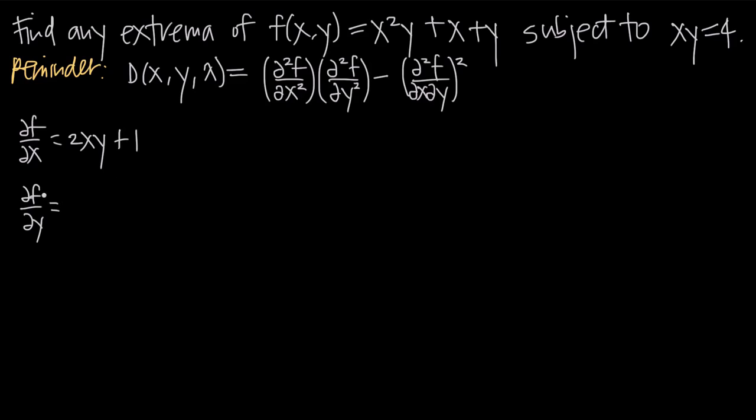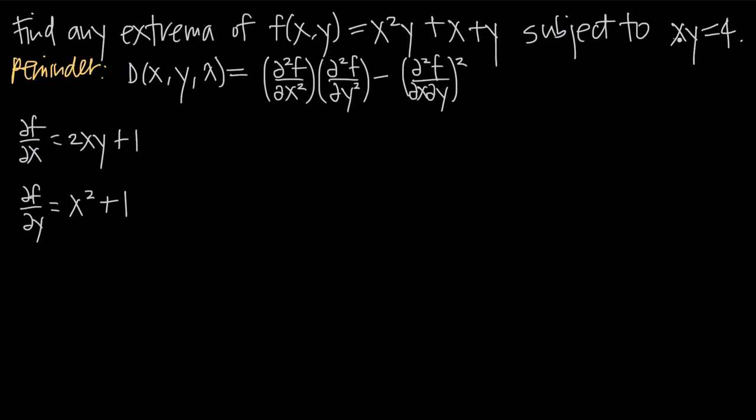The partial derivative of f with respect to y, we treat x as a constant, take the derivative with respect to y. So if x is a constant, then the derivative of x²y is just going to be x², the derivative of x will be 0, and the derivative of y will be 1, so we'll get x² + 1.